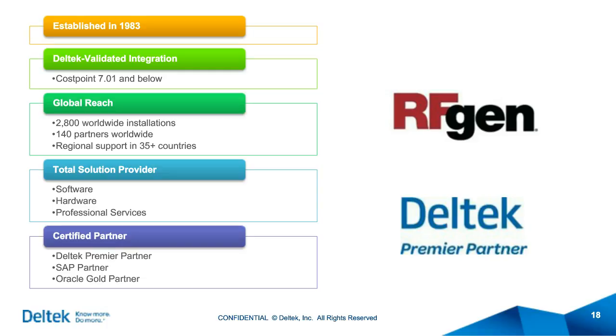Other than Deltek, we work with SAP and Oracle, as an example. We have a number of solutions, and this becomes important for companies that have multiple ERP systems. For some of the larger companies, having multiple ERP systems is becoming quite a trend.